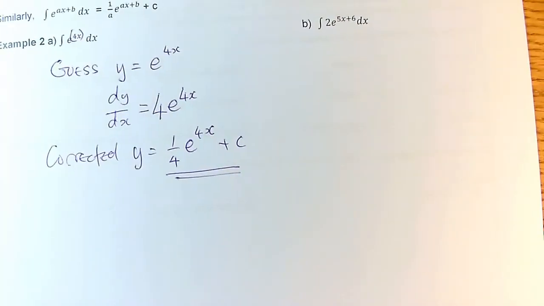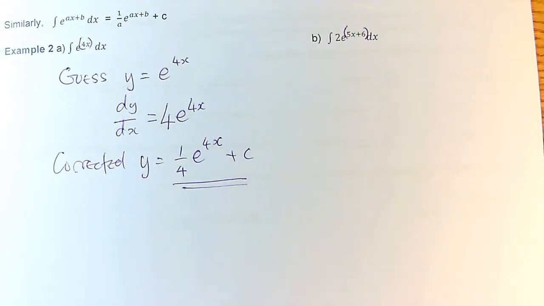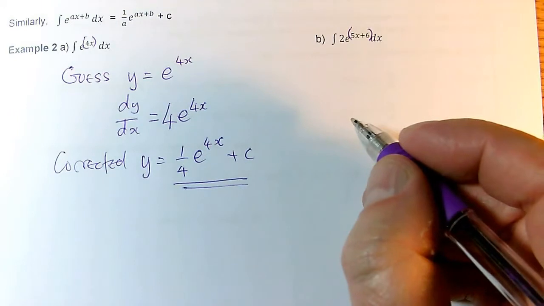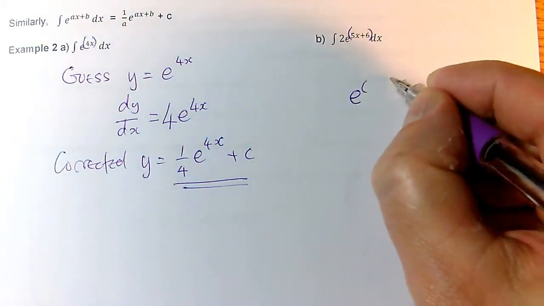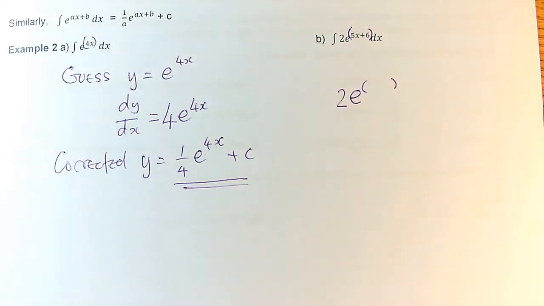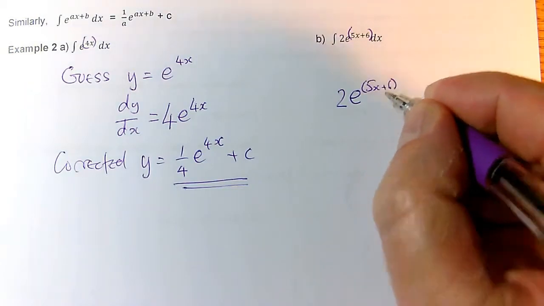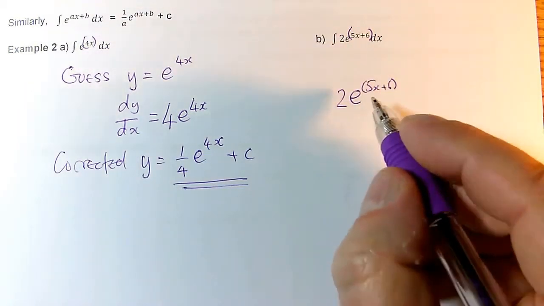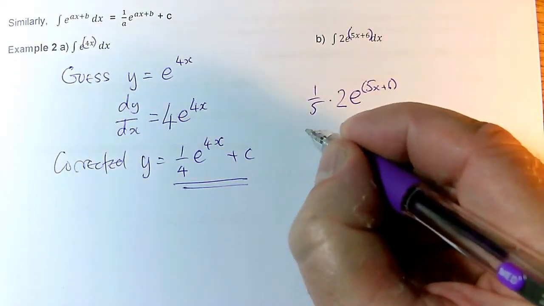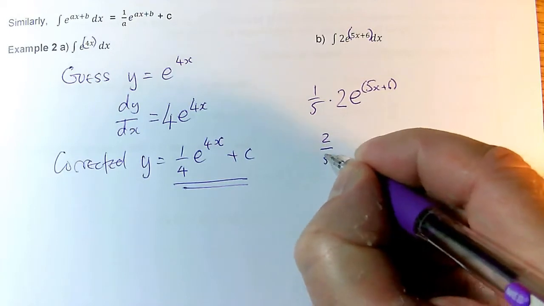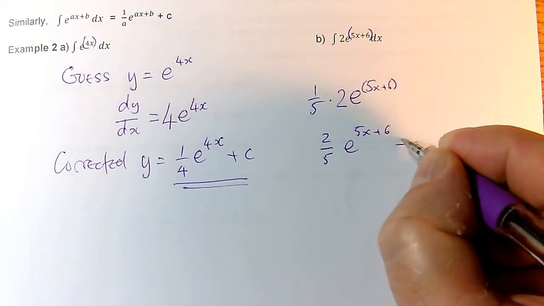Okay, so on to part B. I can see I've got a linear bracket inside e. So e to the x integrates to e to the x. So e to the bracket would integrate to something like e to the bracket, and there's a 2 in front, so that's going to be unchanged. But the bracket contains 5x plus 6, and there is a number in front of the x, 5. So therefore, I need to multiply by a fifth. So the answer is 2/5 of e to the power 5x plus 6. Mustn't forget my plus c.